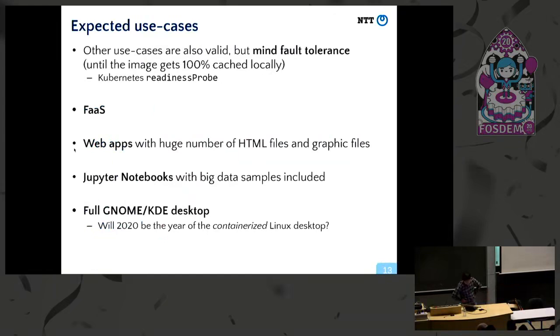There are also good use cases such as function as a service, because for function as a service, the startup latency is really important. And we can also use lazy distribution for web applications with a huge number of HTML files and graphic files. It's also good for Jupyter notebooks with big data samples. And also we can use that for GNOME or KDE desktop in a container. So maybe this is just the era of containerized Linux desktop.